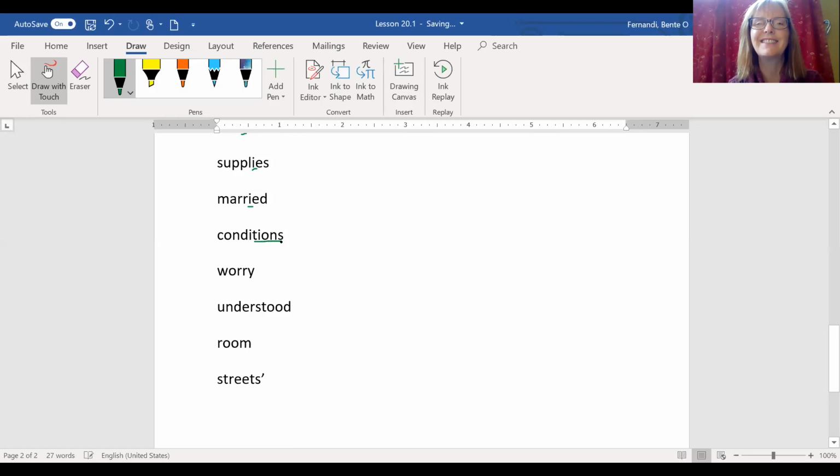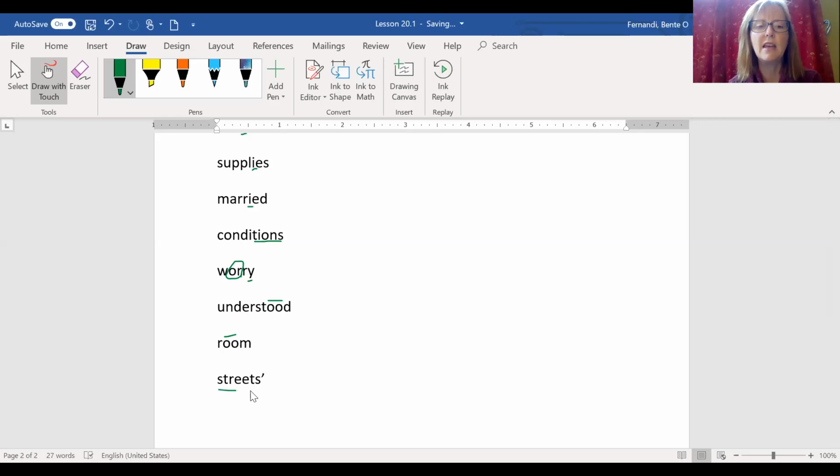Conditions, T-I-O-N, and then added an S on the end. Worry, we see, remember this, the sound? There's E-R, I-R, U-R, and then every once in a while, E-A-R or O-R, much less common, but we will see them. So worry is one of those words. Understood, the double O sound there, and room, the double O sound there, and streets.